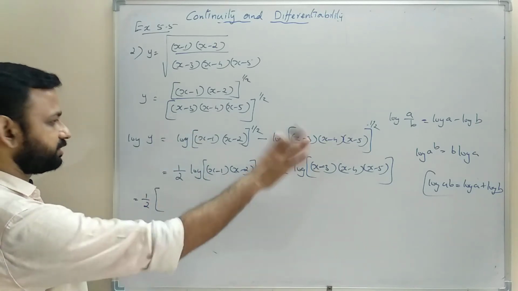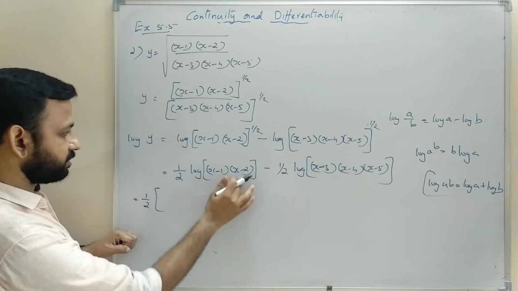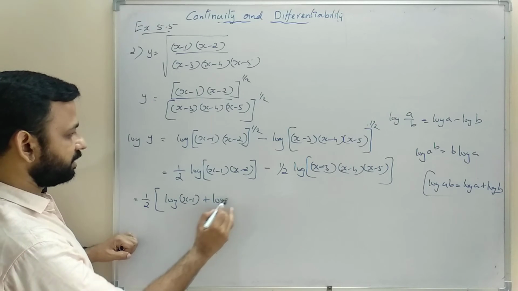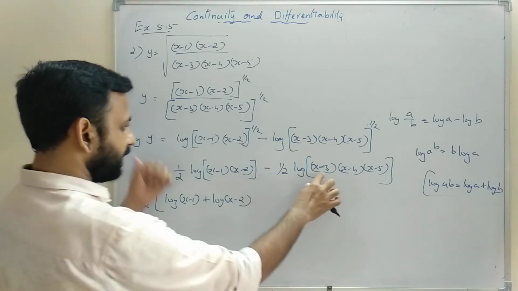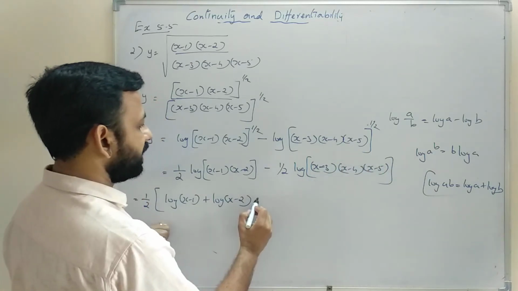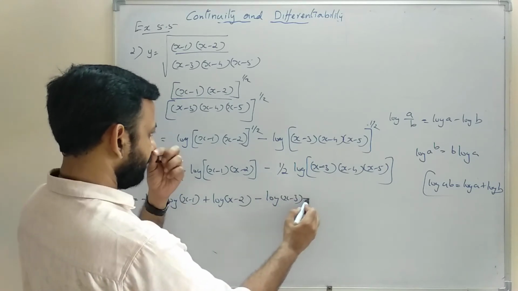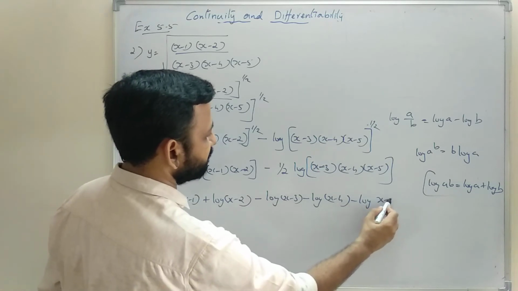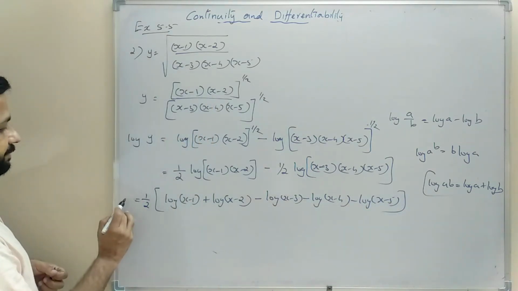So that 1 by 2 is common everywhere. Here also the same 1 by 2. So 1 by 2 into log A plus log B, that is log x minus 1 plus log x minus 2. And here this 1 by 2 is taken outside. Then log ABC is log A plus log B plus log C. That is, minus sign is there, minus log x minus 3 minus log x minus 4 minus log x minus 5.